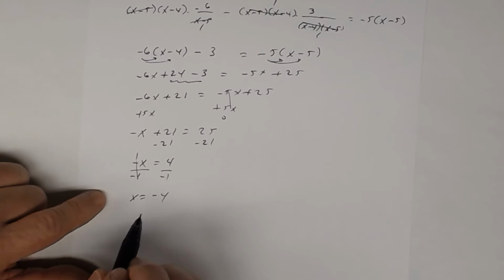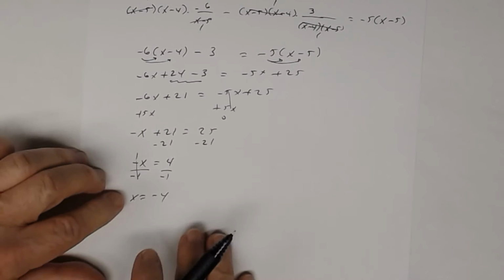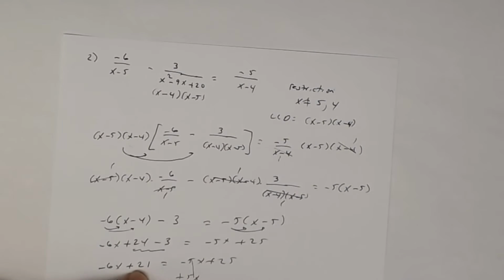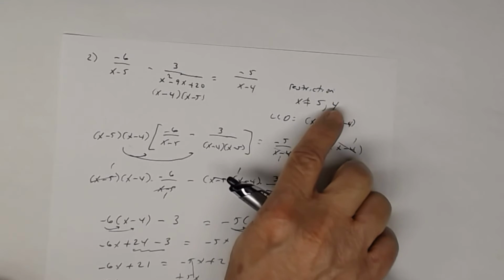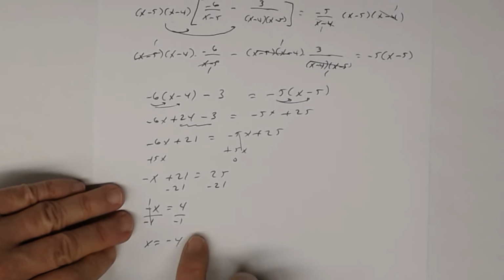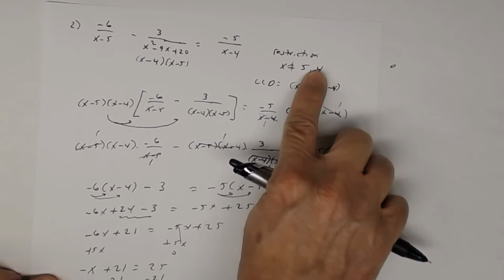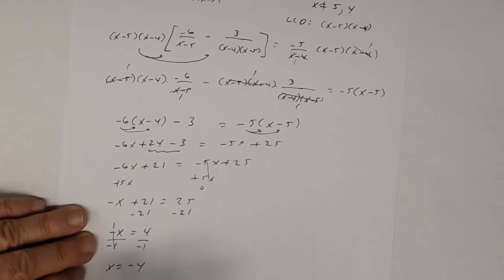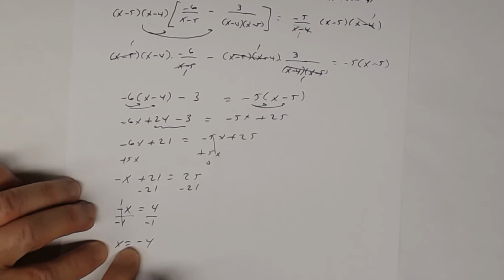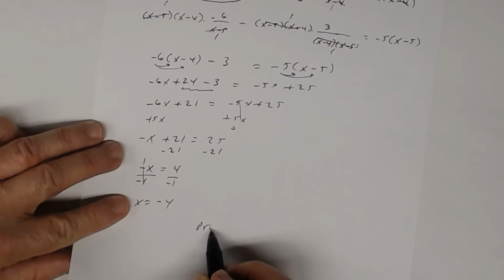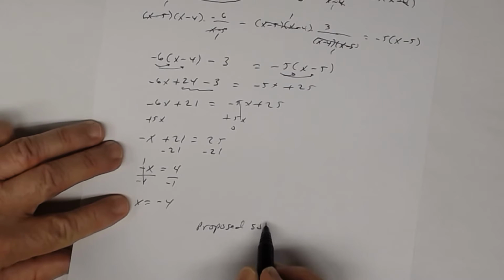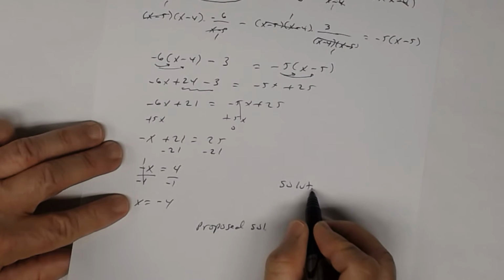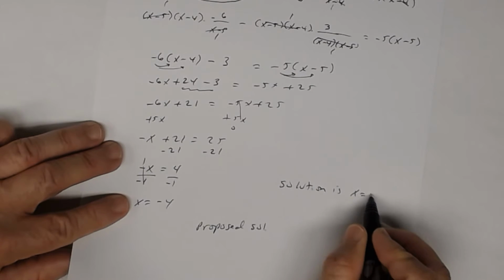Now the question is, is this proposed solution the solution to the original rational equation? And so one of the things you want to look at is the restrictions. Is negative 4 one of those restrictions? And the answer is no. So if I did all of this work correct, which I did, then this proposed solution, I'm using the word proposed, that's my word, my proposed solution is the actual solution. So my solution is x equal negative 4.